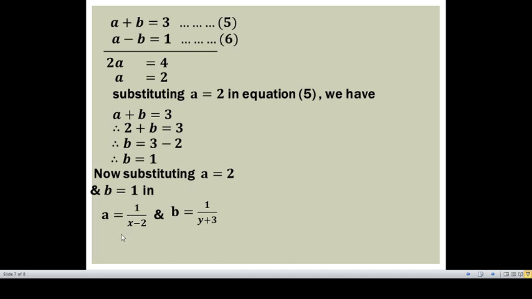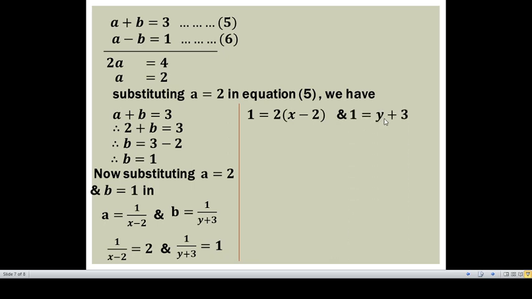Now substituting a and b, we have 1 upon x minus 2 is equal to 2 and 1 upon y plus 3 is equal to 1. Now taking x minus 2 to the right hand side and y plus 3 to the right hand side, we get two equations in this way: 1 is equal to 2 into x minus 2 and 1 is equal to y plus 3. Now multiplying 2 into the bracket, we have 1 is equal to 2x minus 2 into minus 2, minus 4, and y is equal to 1 minus 3 by taking transposition of 3 to the other side.